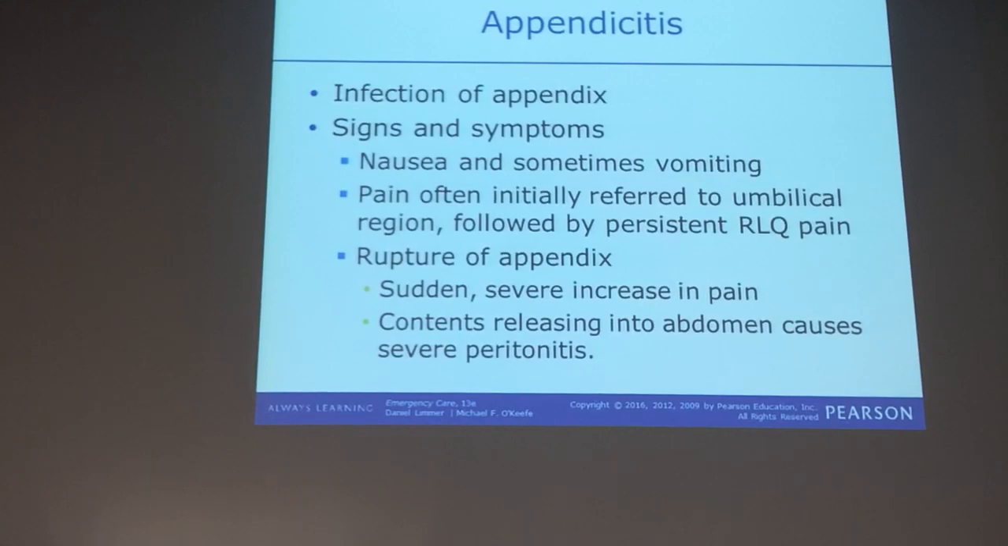So, infection of the appendix, appendicitis. You'll have nausea and sometimes vomiting. Pain often initially referred to the umbilical region, followed by persistent right lower quadrant pain. So anytime somebody says right lower quadrant, we're going to start automatically thinking maybe appendicitis. Rupture of the appendix is a severe, sudden increase in pain. The contents releasing in the abdomen cause severe peritonitis and can be deadly.